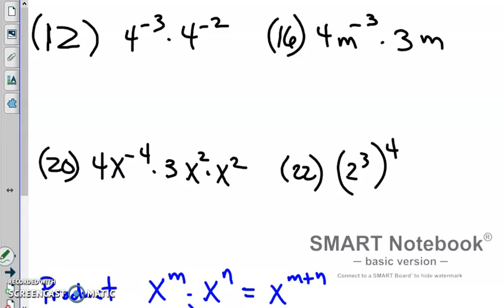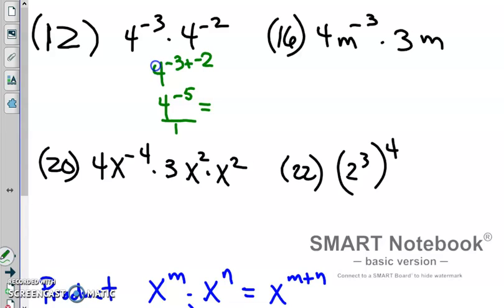So the first one is the product rule, because we have the bases being multiplied together. So what we do is we take the 2 exponents and we add them. So what we end up with here is 4 to the negative 5. And one of the things I'd like you to do, or encourage you to do, is anytime the exponent ends up being negative, is to please rewrite it so the exponent is positive. So you go ahead and do that at this time before I move on to problem 16.